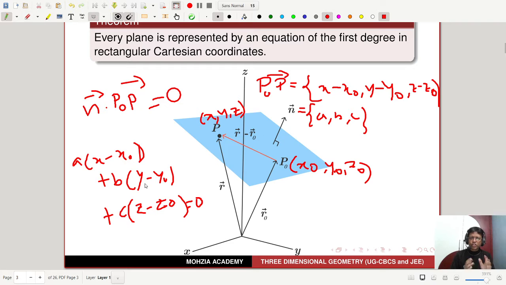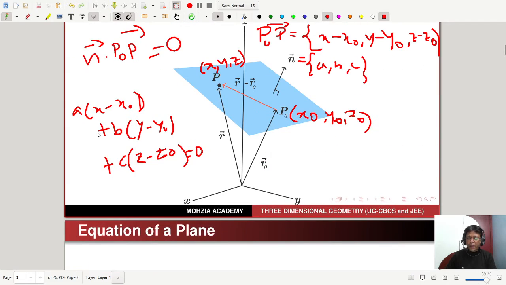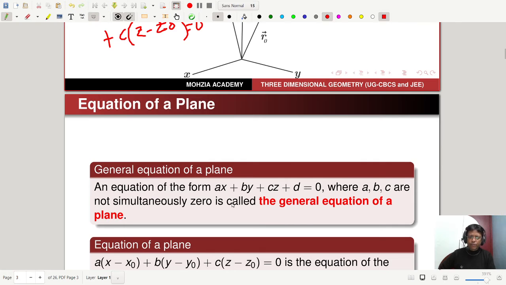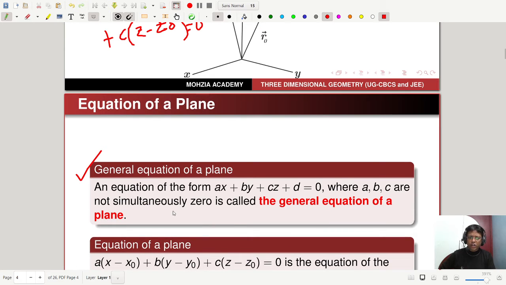So this is the Cartesian equation of the plane. If you expand, you will have ax plus by plus cz, and if you take ax naught plus by naught plus cz naught to the right hand side, it will give you a constant, or you can take it as some scalar d. So ax plus by plus cz plus d equal to 0 is the general equation of the plane, because if you expand this line, you will get this equation.